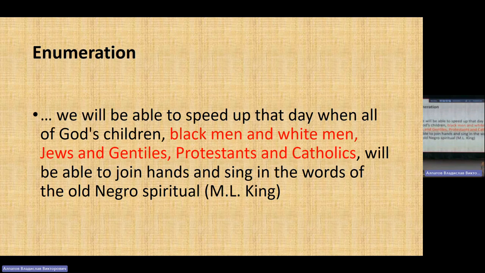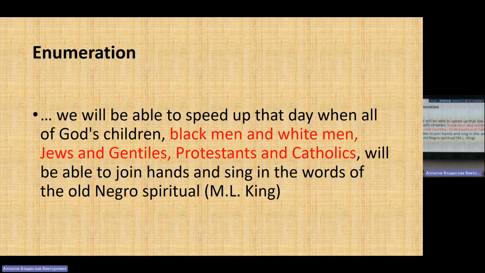We will be able to speed up that day when all of God's children, black men and white men, Jews and Gentiles, Protestants and Catholics, will be able to join hands and sing in the words of the old Negro spiritual.